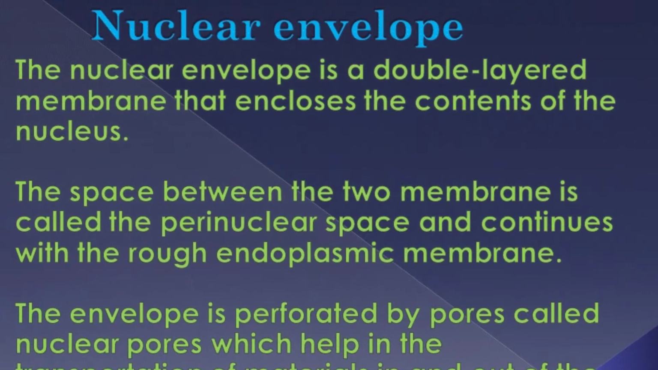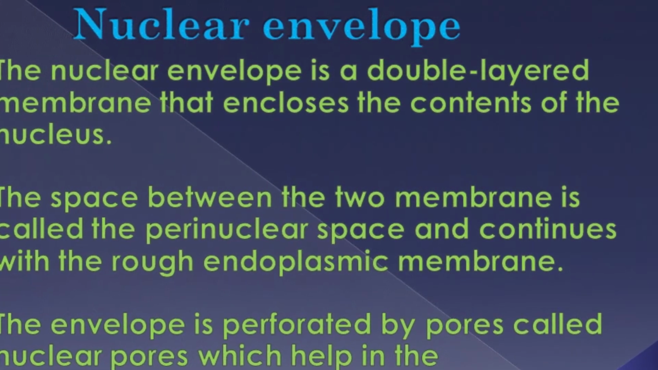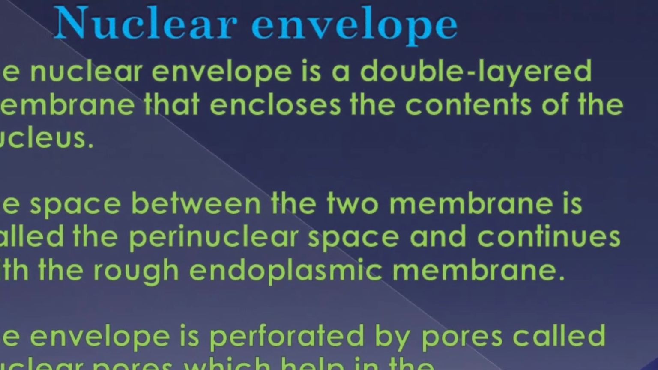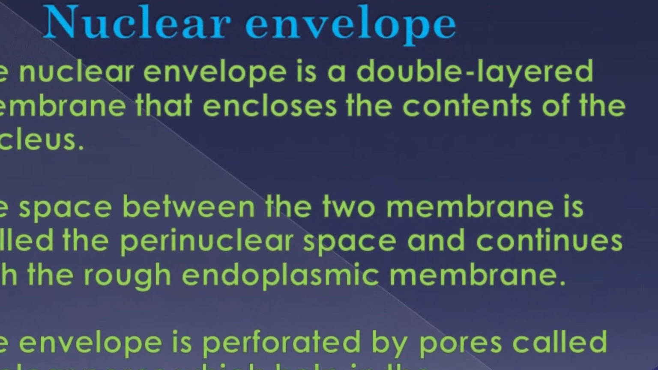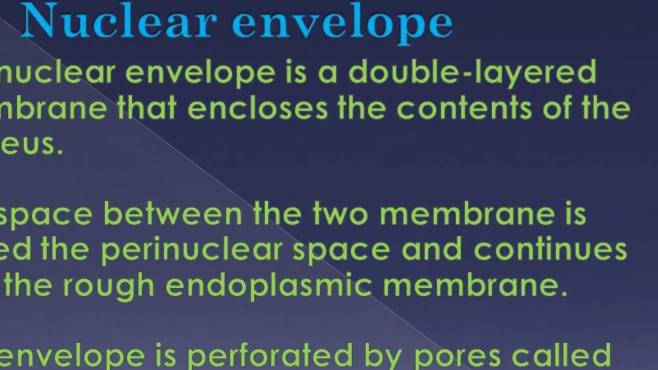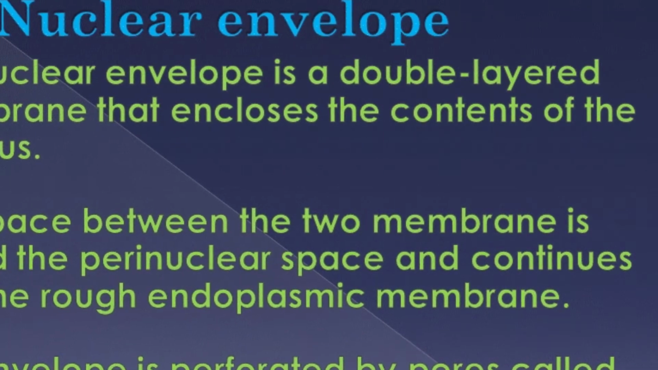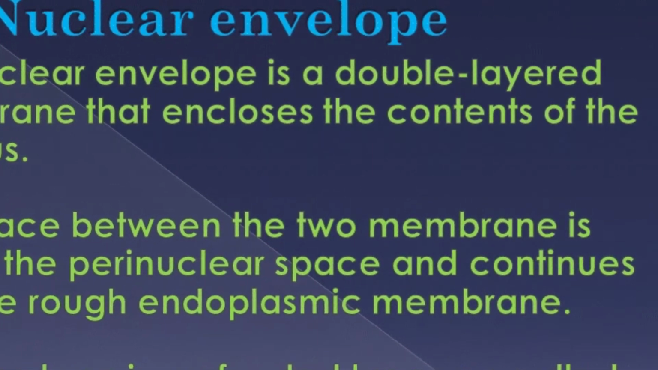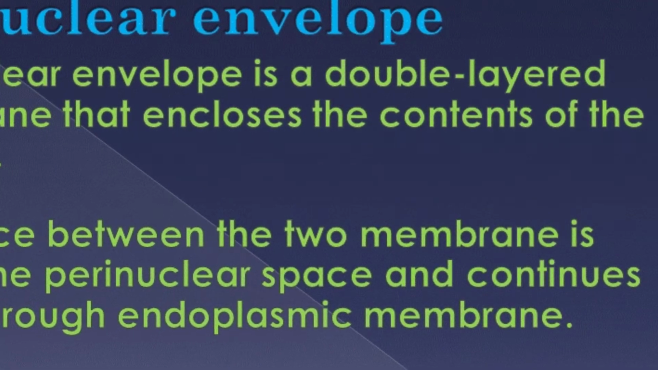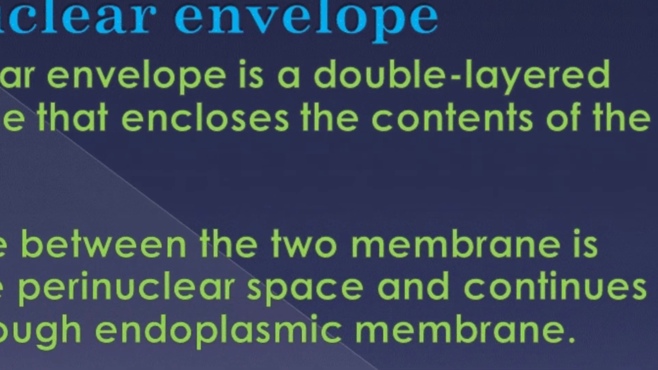Now we will discuss the nuclear envelope. The nuclear envelope is a double-layered membrane that encloses the contents of the nucleus. It has two membrane structures, the outer membrane and the inner membrane. The space between them is called the perinuclear space. The outer membrane is continuous with the rough endoplasmic reticulum. The envelope is perforated or fenestrated by nuclear pores. So many holes or pores are present, which help in the transport of material in and out of the nucleus.